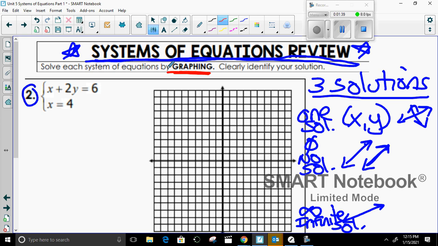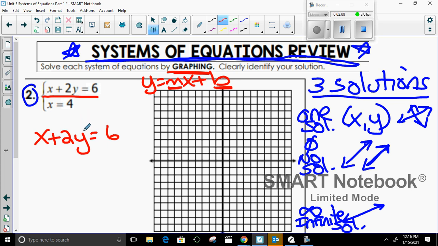Remember, in order to graph, my equations have to be in what form? Think about what form they need to be in for me to graph. And hopefully you answered they need to be in slope-intercept form, which is y equals mx plus b, because you need to know the m and you need to know the b in order to graph them. So if I look at this first equation, that's definitely not in slope-intercept form. So I'm going to take that down on the side here, and I'm going to get it in slope-intercept form.